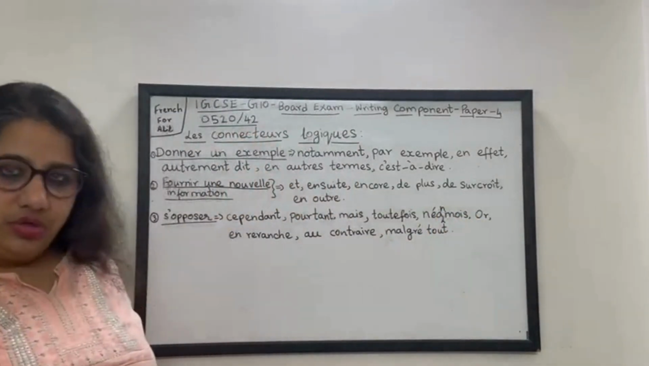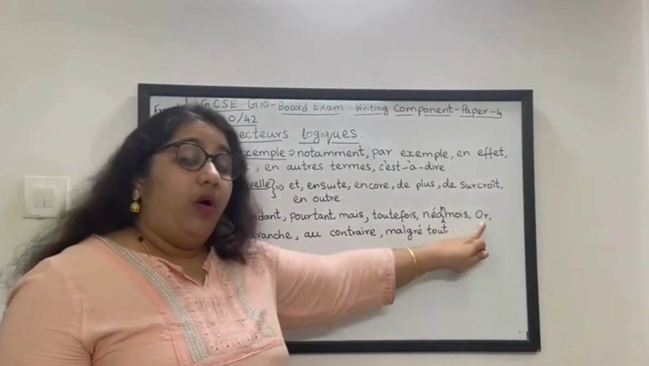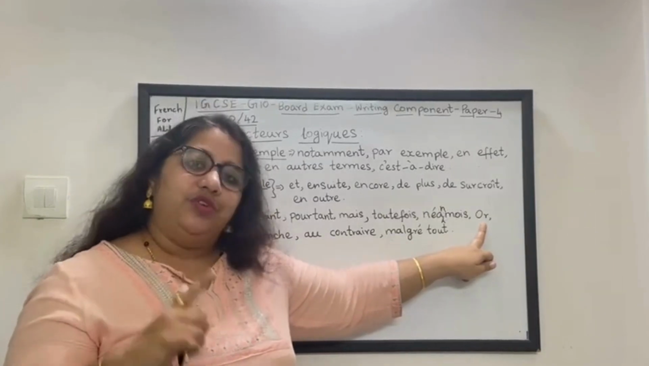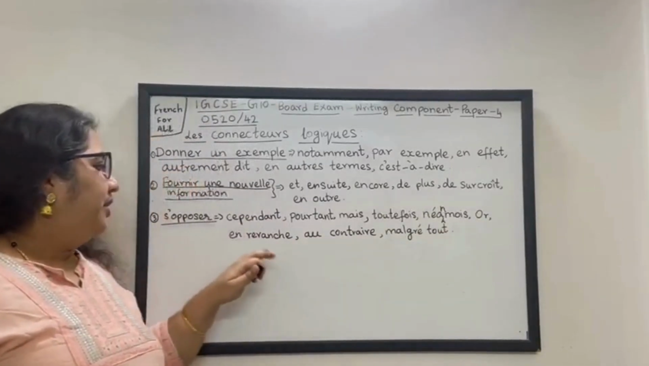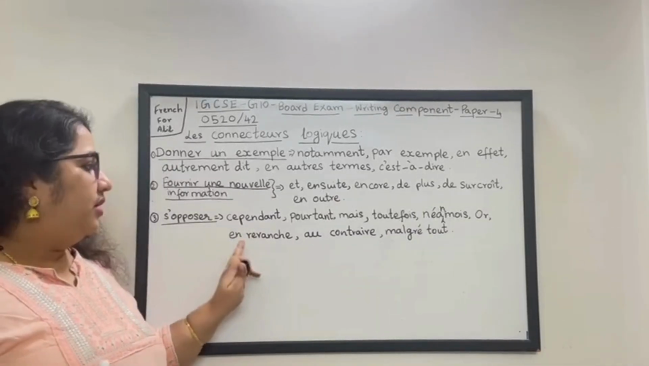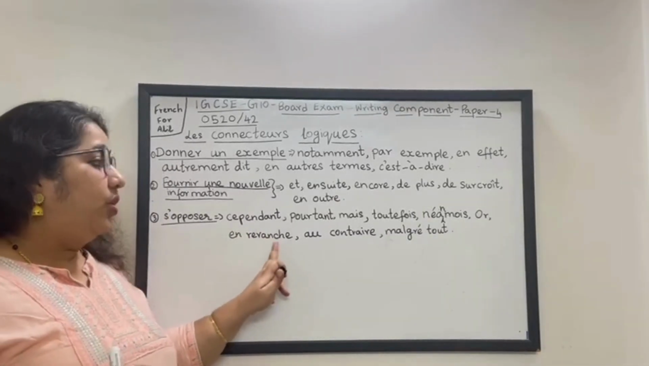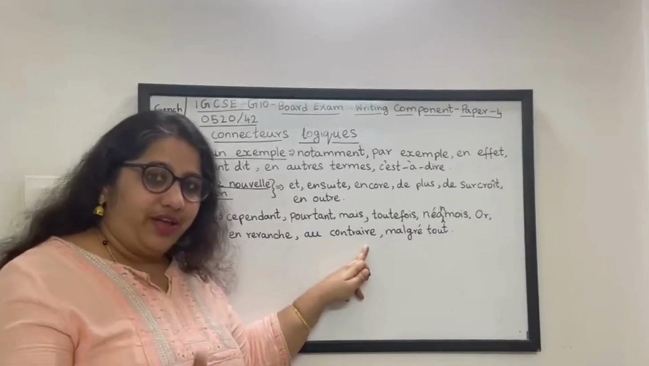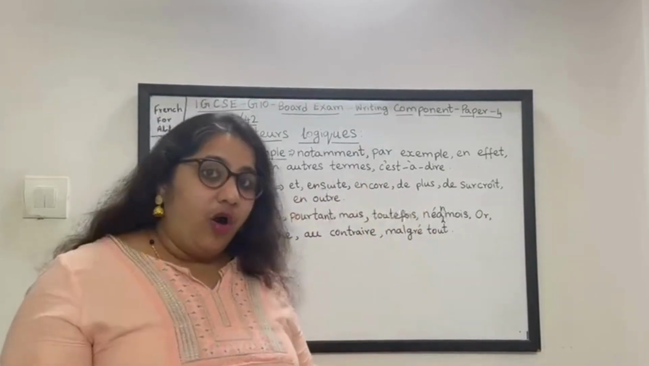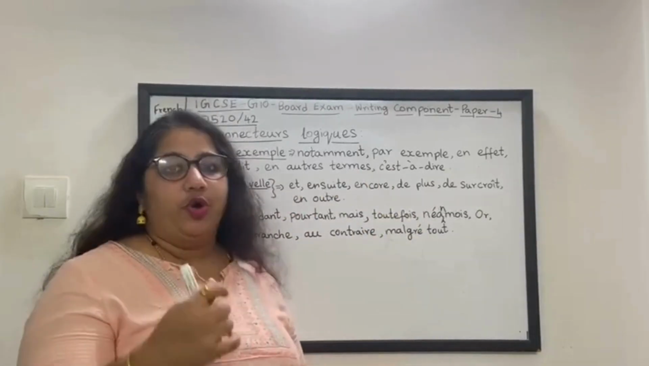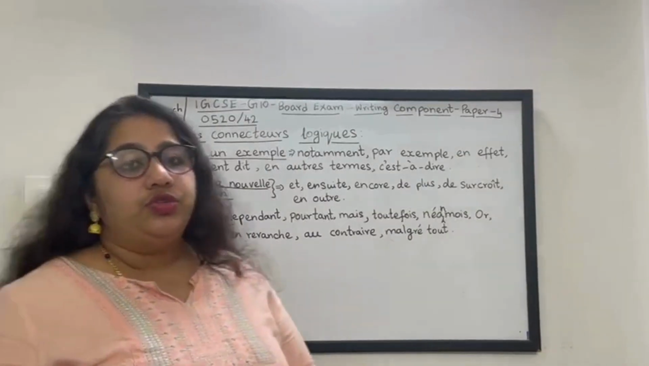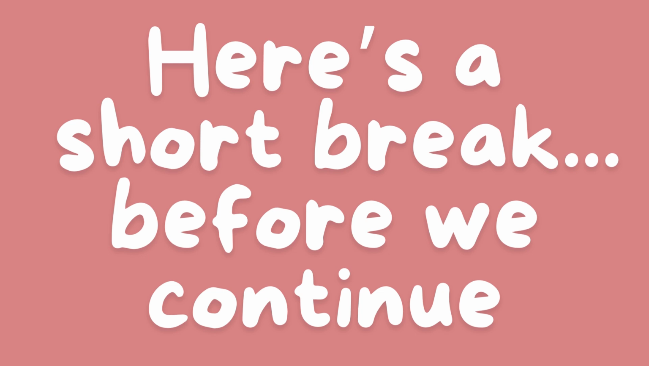And then or. You will see this word, a very small and very effective word, which also means however. En revanche, in contrast, we can also say au contraire, okay, and then malgré tout, in spite of all, and then you can keep your opinion. So these are the other ways to oppose your thoughts.